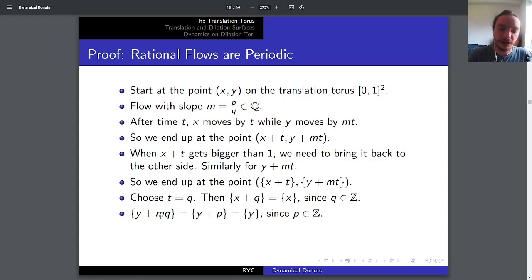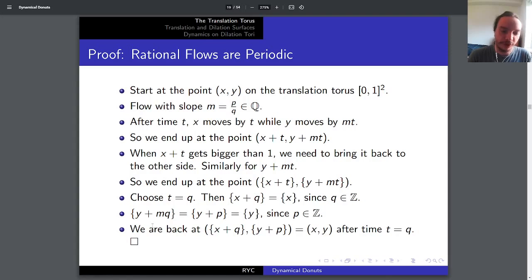So we actually get that the q's cancel out, and we just get y plus p, because m times q is equal to p. But p is also an integer, so therefore y plus p has the same fractional part as y. Okay? So we flowed for time t equals q, and we came to the point x plus q, comma y plus p. But that's in fractional parts. And that point is exactly equal to the point xy that we started at, because y plus p is just y, and x plus q is just x. So we see that we came back to where we started.